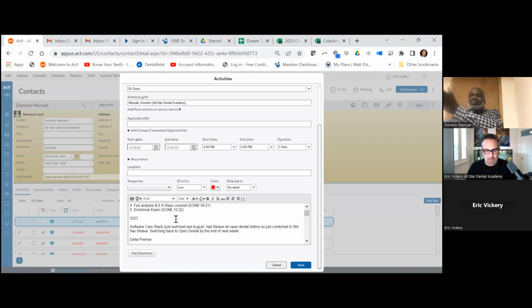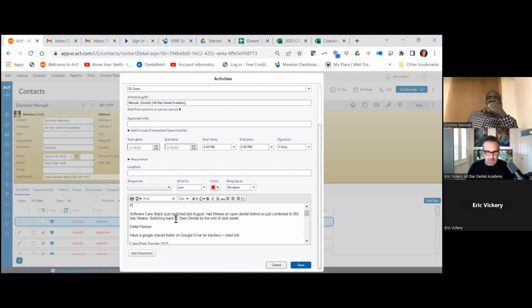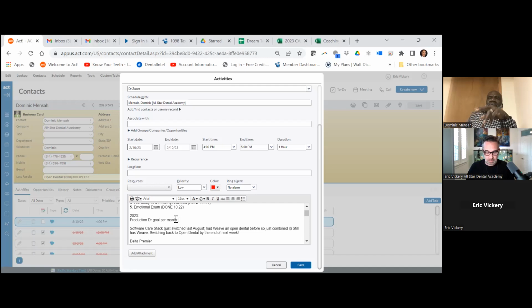So I'm not worried about the collection part. Let's just focus on the production part. Production doctor goal per month, so that's those two together. As far as starts, we're starting $1,800 times 18 times 10. That's 18,000 on the implant part, and 49,000 on the ortho. So we'll call it 65,000. Implants and ortho, and then the others is gravy.